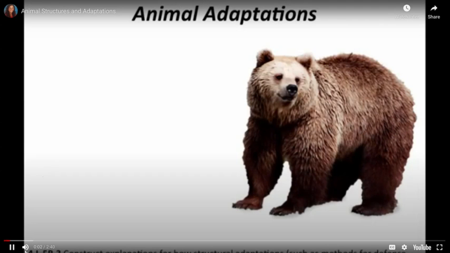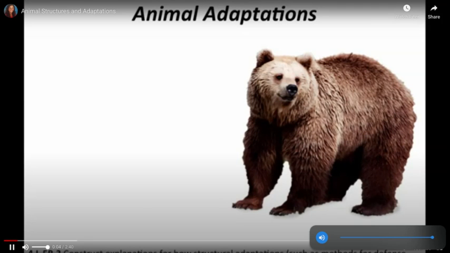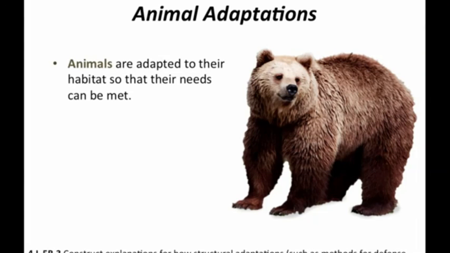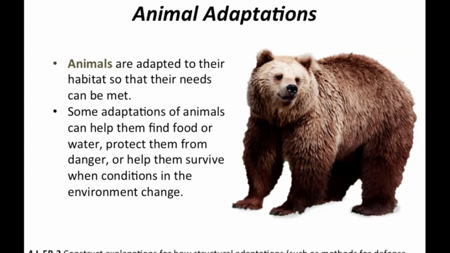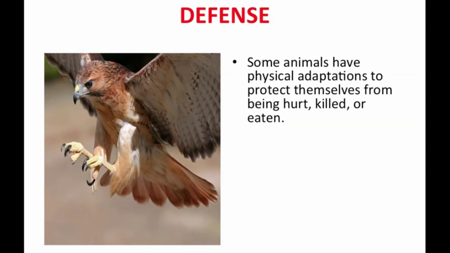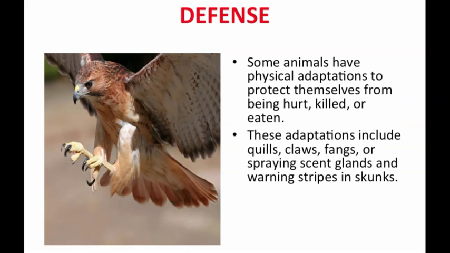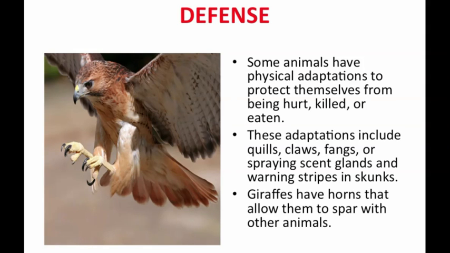In this presentation, you're going to learn all about animal structures and their adaptations. Animals are adapted to their habitat so that their needs can be met. Some adaptations of animals can help them find food or water, protect them from danger, or help them survive when conditions in the environment change. These adaptations include defense. Some animals have physical adaptations to protect themselves from being hurt, killed, or eaten. These adaptations include quills, claws, fangs, or spraying scent glands, and warning stripes in skunks. Giraffes have horns that allow them to spar with other animals.